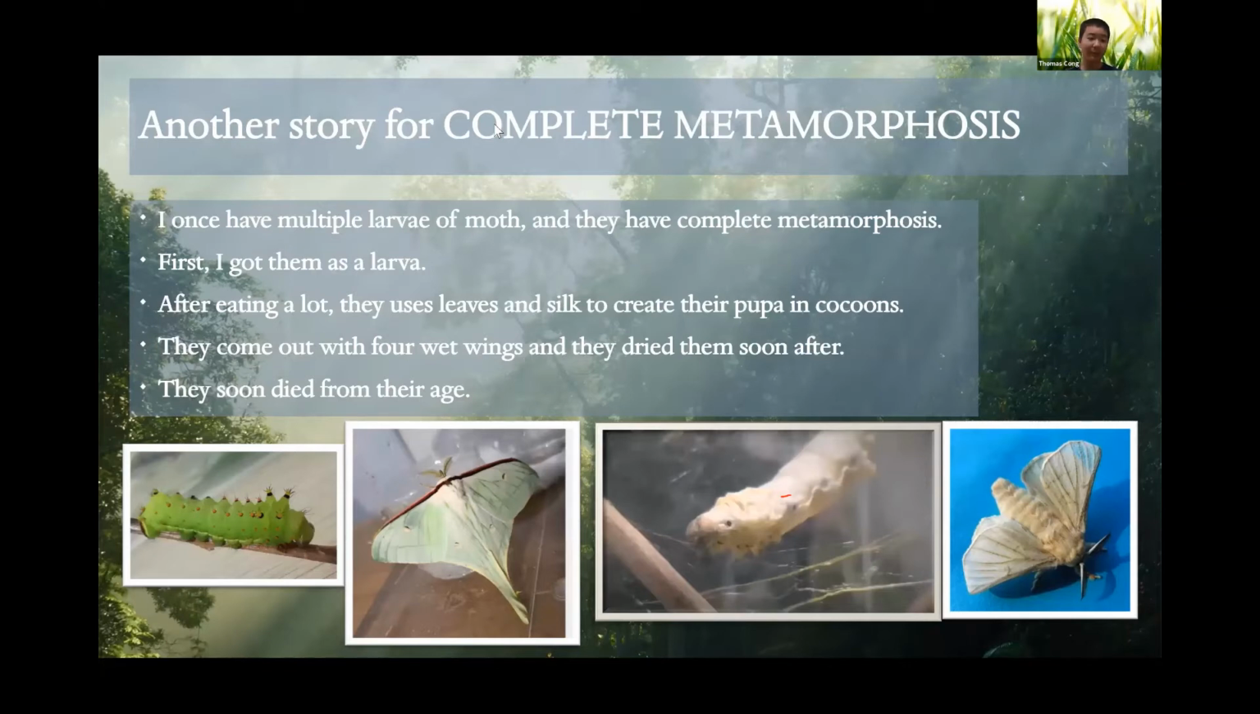And then they will use their silk and leaf to create a cocoon and change into pupa inside the cocoon. But my silkworm's cocoon was completely made of silk. So they make a lot of silk, and that's why they're called silkworms. And then they will be inside the cocoon for a few days or weeks.